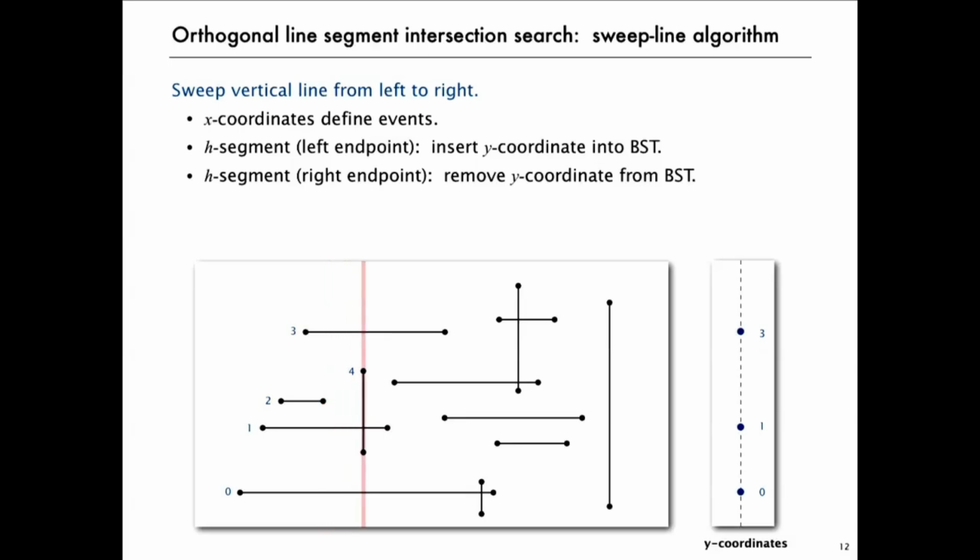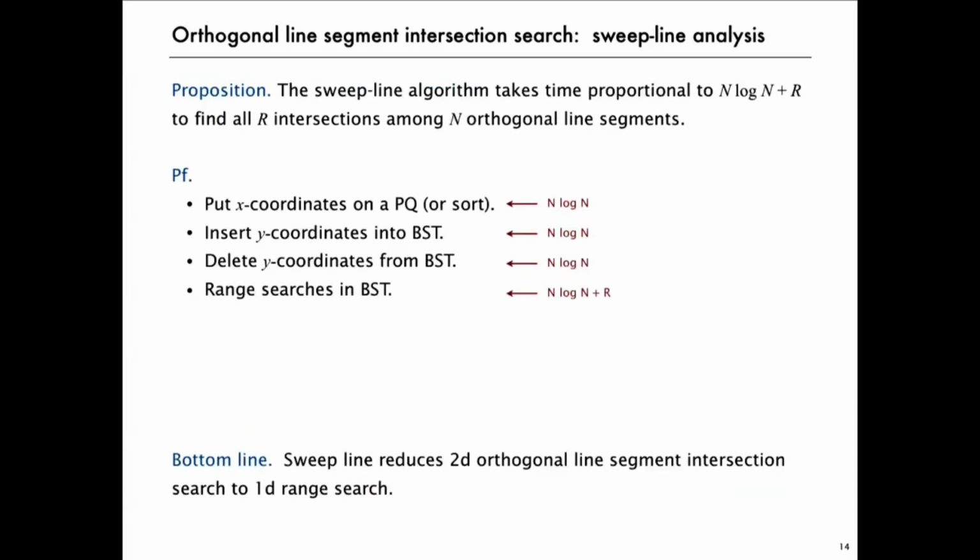And then the third kind of event is what happens when we hit a vertical line segment. Well, in that case, all we need to do is just do a range search for the interval of y endpoints. So any point that's inside that interval is going to represent a horizontal line segment that is an intersection. That's the basic idea behind the sweep line algorithm to find intersections in sets of horizontal and vertical lines.